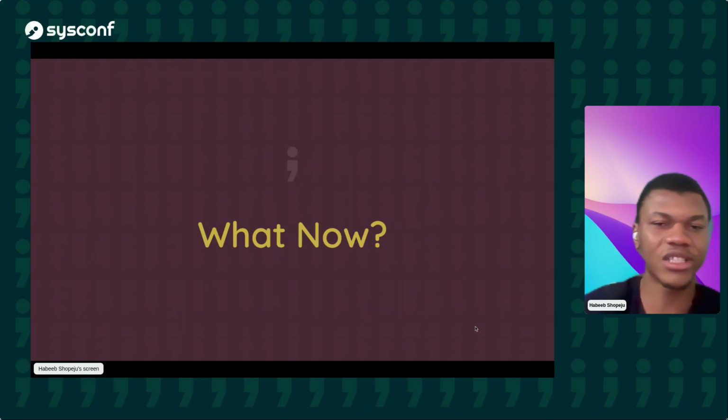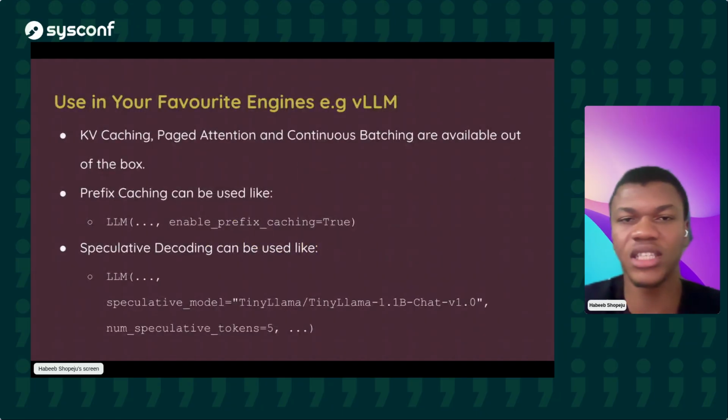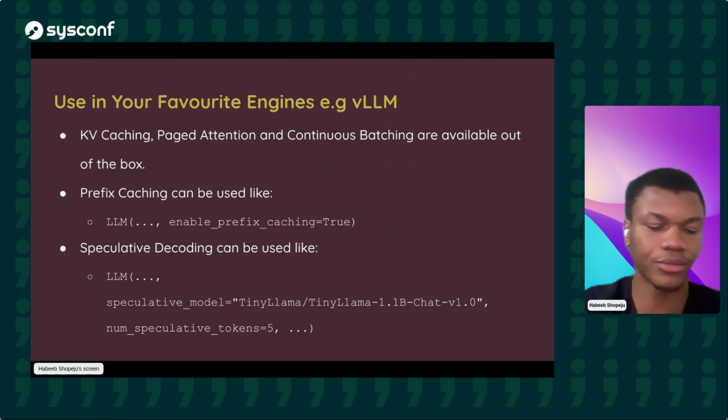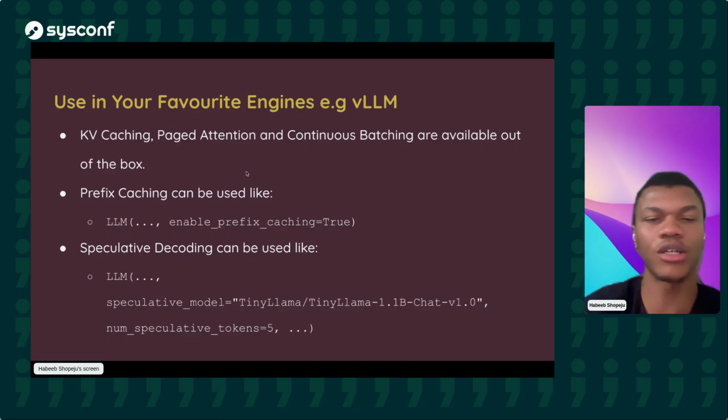What now? What's the point of all this? The first part would be you can use this in your favorite engines, vLLM, for example. And in the case of vLLM, the KV caching, PagedAttention, and continuous batching are all available out of the box. You can use prefix caching as well by simply passing in the arguments. And then you can also use speculative decoding.